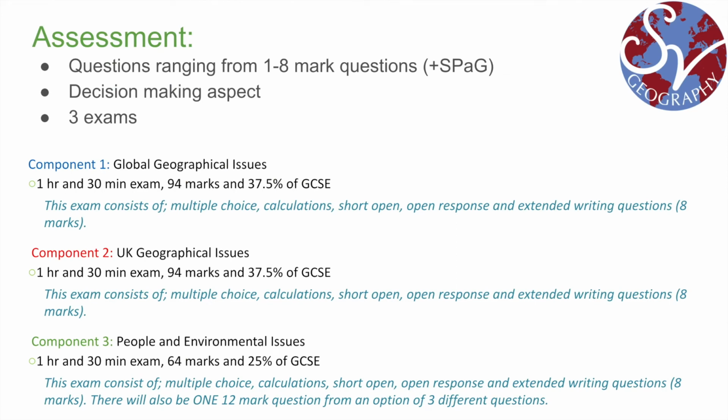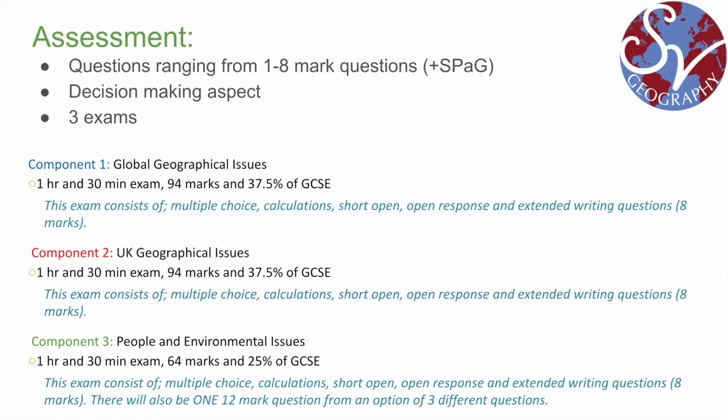The assessment at GCSE Geography is based over 3 exams. Each of the components that I've just gone through is 1 exam. Each exam is 1 hour and 30 minutes long. The first exam, component 1, is 94 marks, and it's worth 37.5% of your GCSE. Within this exam, there are multiple choice questions. There can be calculations. They tend to have a few short and open questions. And we also have an extended writing question at the end of each topic worth 8 marks. This would generally be about 1 large paragraph.